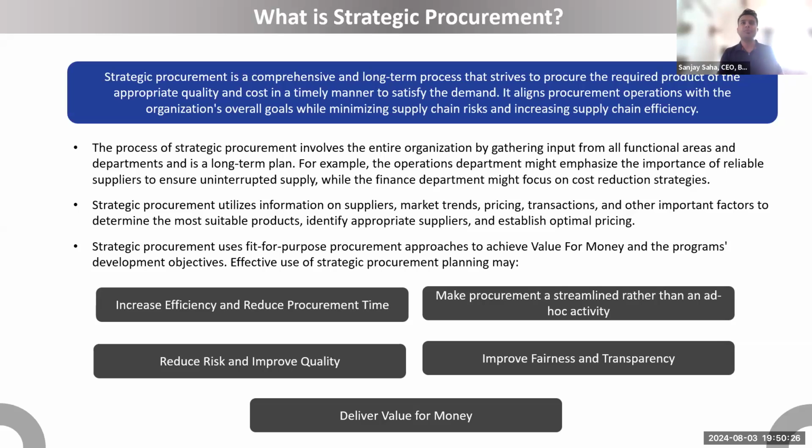So that's why procurement in today's globalized world has to be much more strategic. As I said, the objective is to increase efficiency and reduce procurement lead time, and make procurement a much more streamlined activity rather than an ad hoc process. Reduce risk, improve quality, improve fairness and transparency as well, so that all your suppliers have a good amount of trust in you as an organization procuring medical products. And finally, deliver value for money.